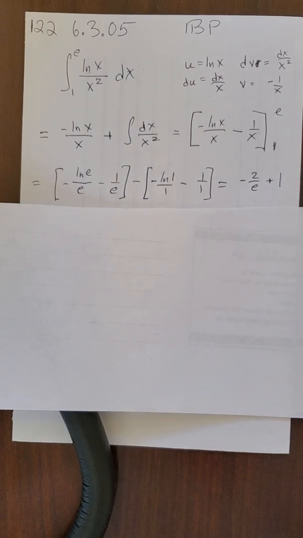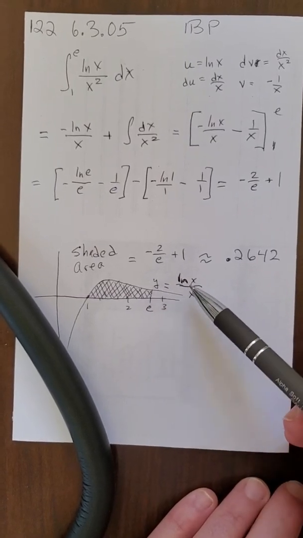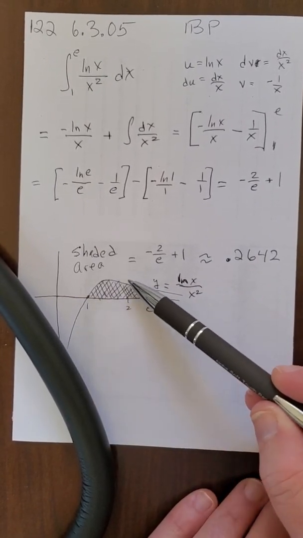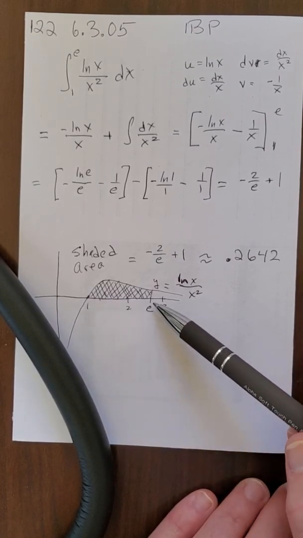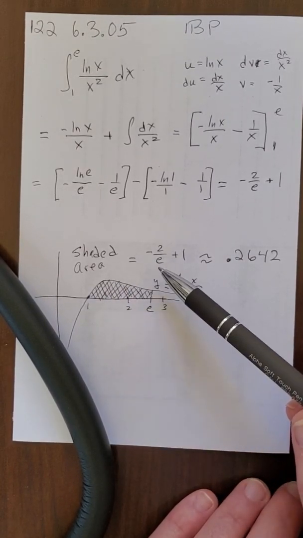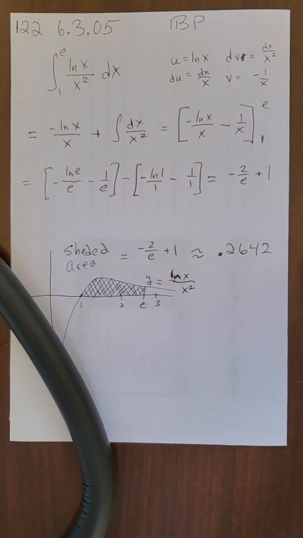Anyway, what does this look like geometrically or graphically? It means that if I have the curve y equals ln x over x squared, which is this curve right here, the area under the curve between x equals 1 and x equals e, this shaded area, is going to be equal to negative 2 over e plus 1, which comes out to approximately 0.2642.